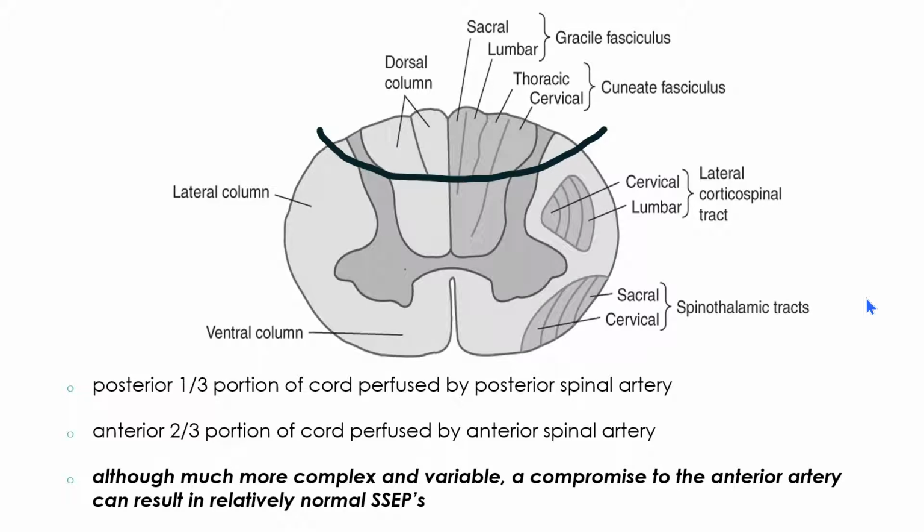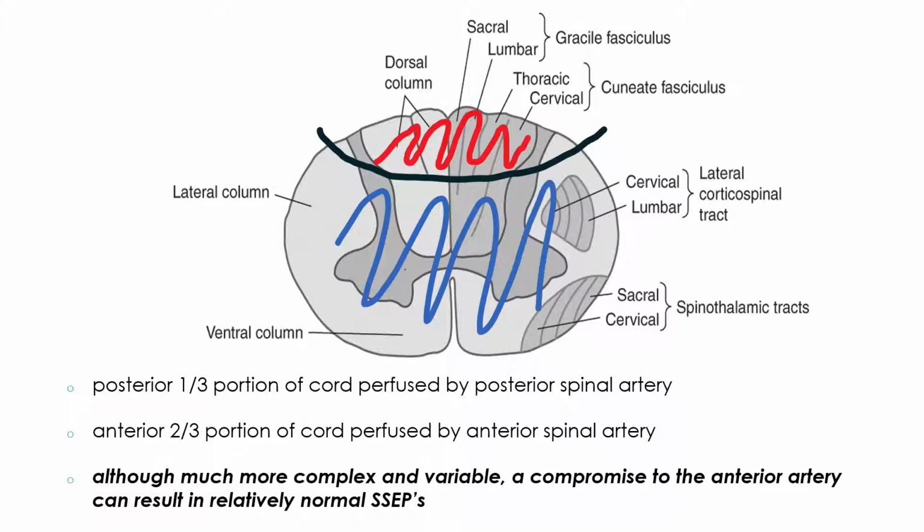I'm going to briefly talk about spinal cord perfusion. The posterior 1/3 portion of the spinal cord is perfused by the posterior spinal arteries. And then the anterior 2/3 portion of the cord is perfused by the anterior spinal artery. Here's the fasciculus cuneatus. Here's the fasciculus gracilis, the right side, the left side. So we know that the posterior spinal arteries are important to the somatosensory evoked potential.